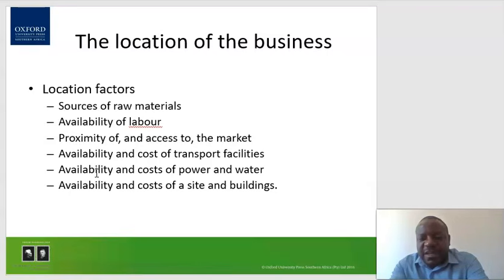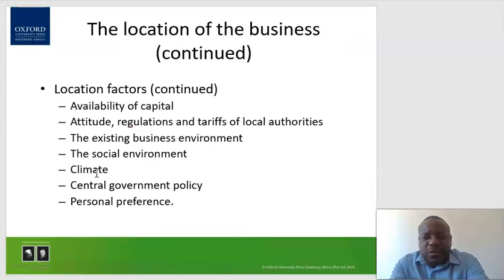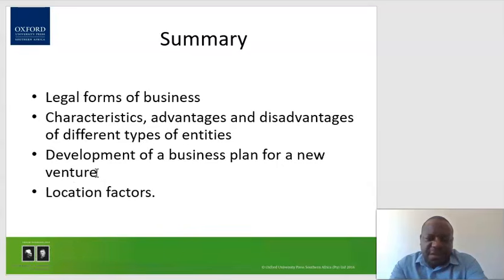Then the costs and also the availability of transport facilities, the cost and availability of power, cost and availability of water, availability and costs of site and buildings. These are some of the factors that you ought to consider. Availability of capital, the attitude and regulations, tariffs of local authorities, the existing business environment, the social environment, climate, central government policy, and sometimes also your personal preferences.